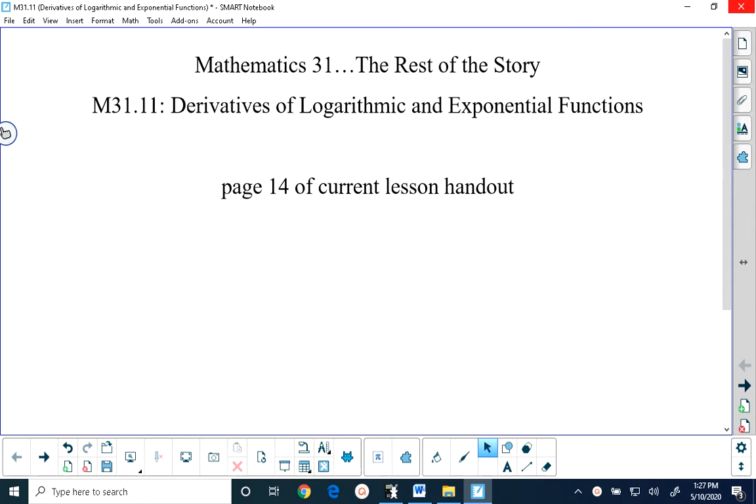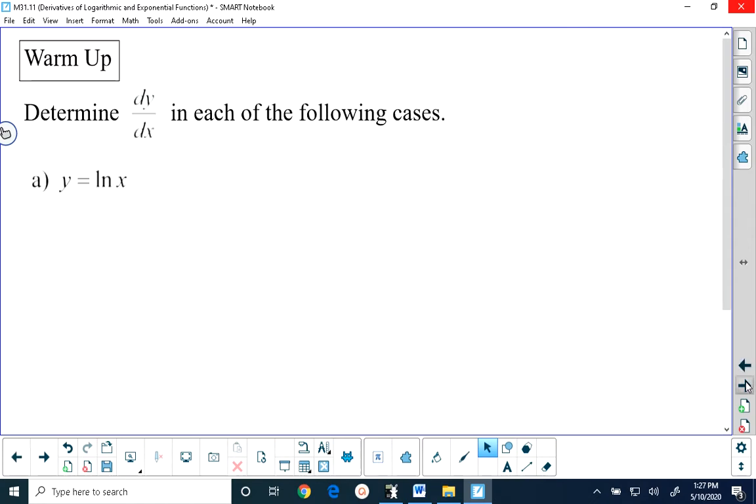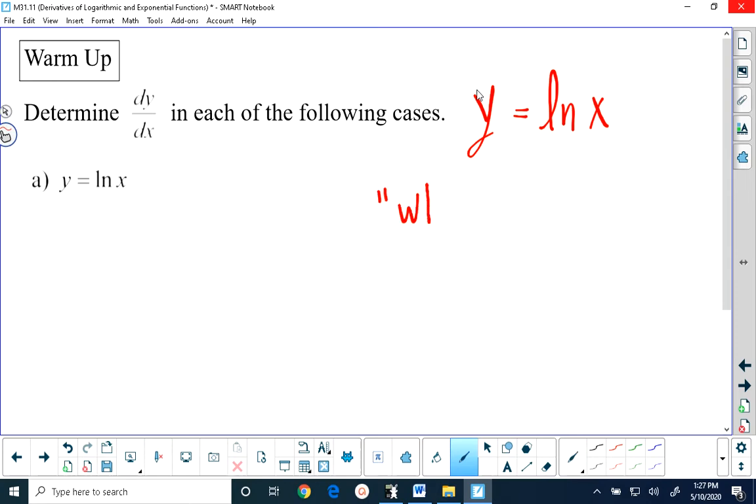This lesson is on page 14 of your current lesson handout. And as a warm-up, we're going to determine the derivative of a number of different functions. And the first function is this function. And that is pronounced ln x. That's how we pronounce it.